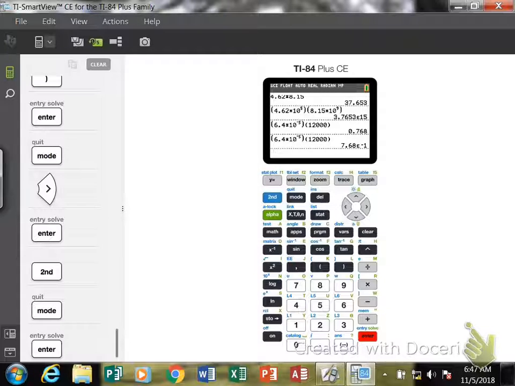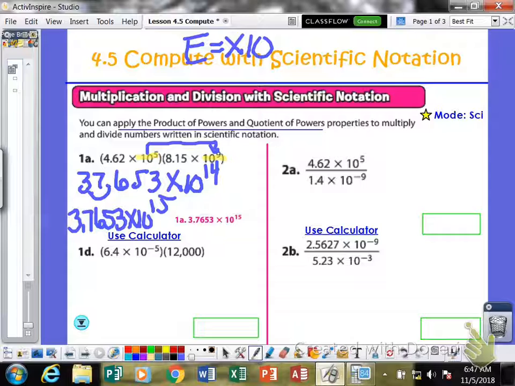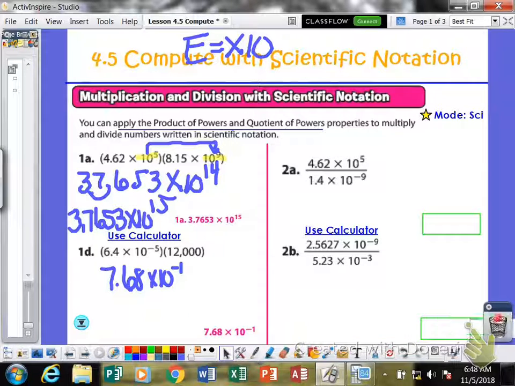So 7.68E to the negative 1. But remember, E stands for times 10. So when we come back and write our answer, we can say 7.68 times 10 to the negative 1, because E represents that times 10, and we have to write it as times 10, not E. The calculator does E, we don't. So there you go, there's your answer.